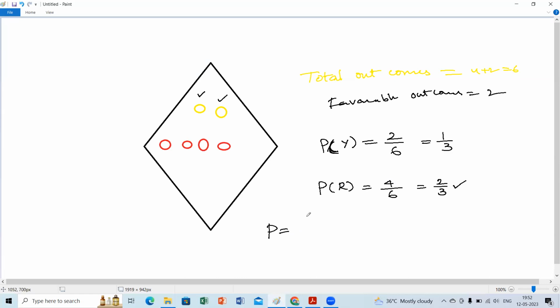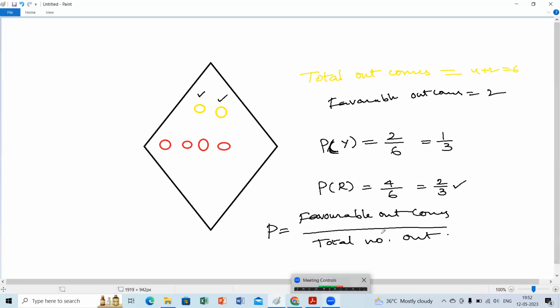Probability is nothing but favorable outcomes divided by the total number of outcomes, whatever the question they're asking. Only this formula we are using in the complete chapter, children.